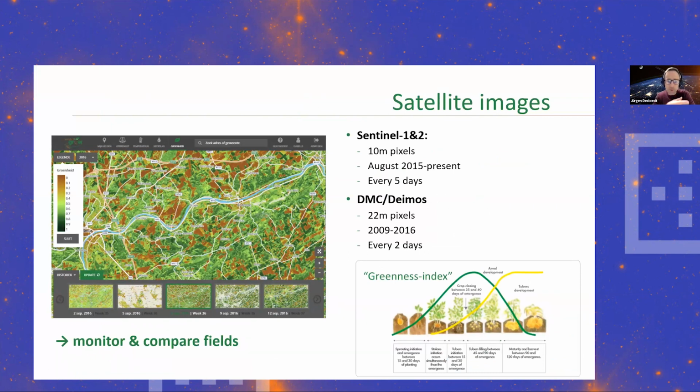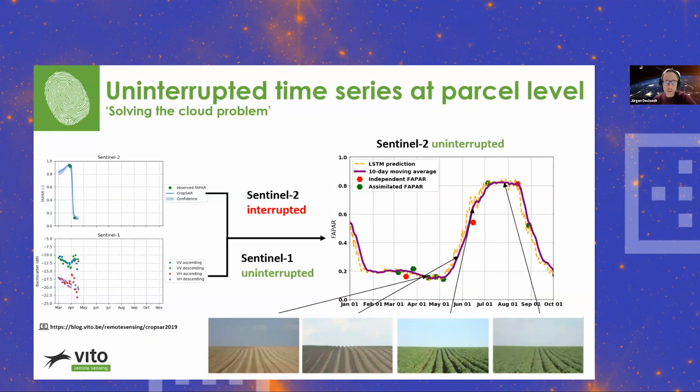What we did is we started off with Sentinel-2 data and Deimos data that we started making available and processing, and we derived some information out of this data. And later on, we also introduced Sentinel-1 data and developed a fusion product that allowed us to create an uninterrupted time series of NDVI, in this case, FAPAR values at parcel level.